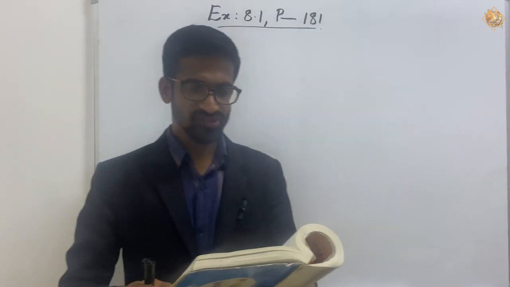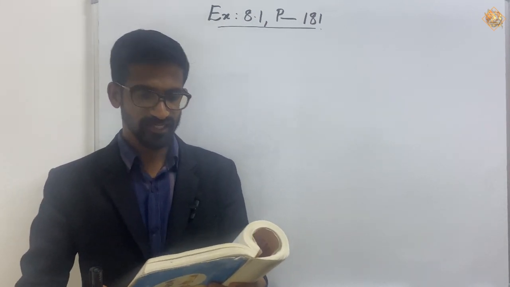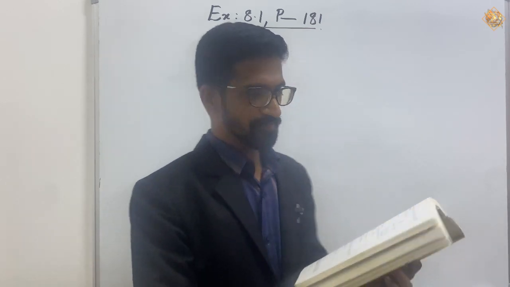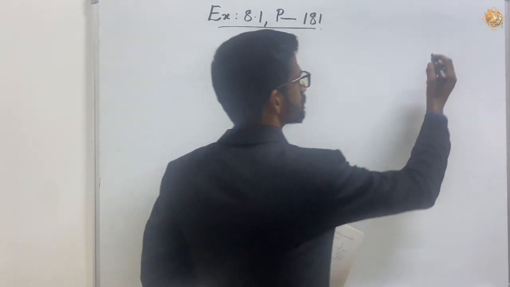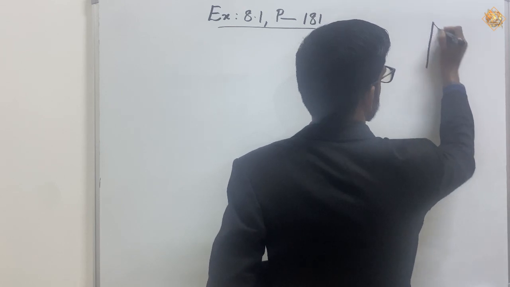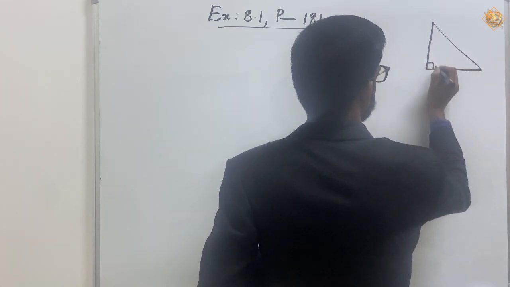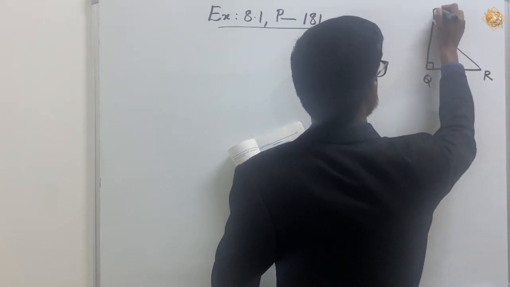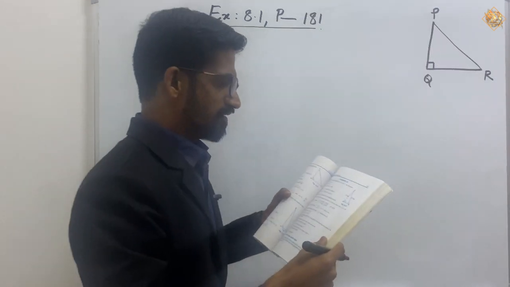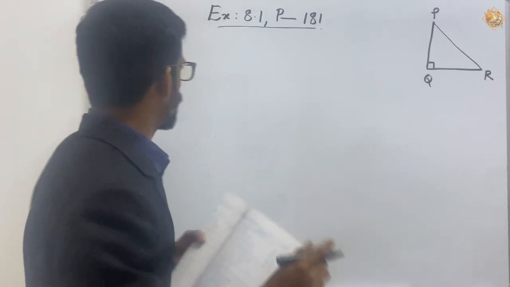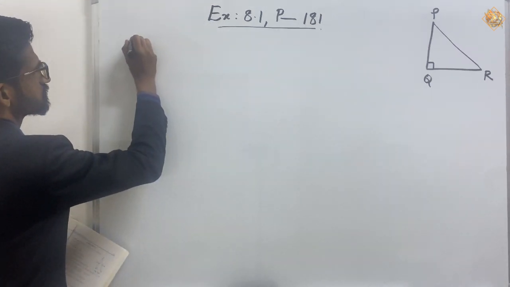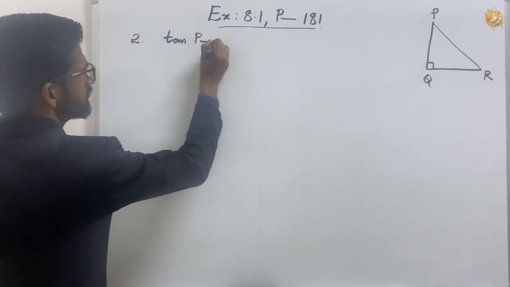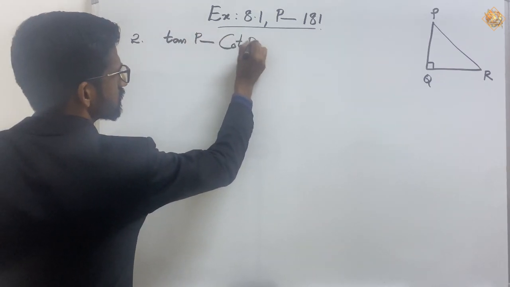Now students, please look at question number 2, exercise 8.1. In the figure, a triangle PQR is given, right angled at Q. In the figure, find tan P minus cot R.